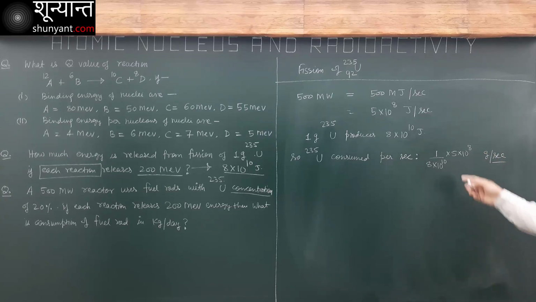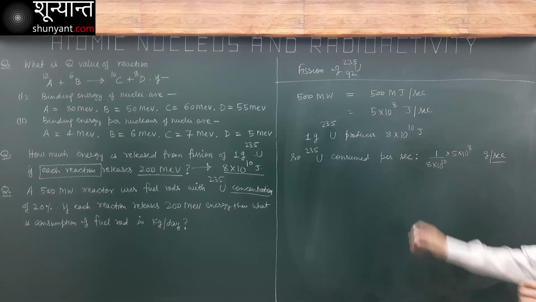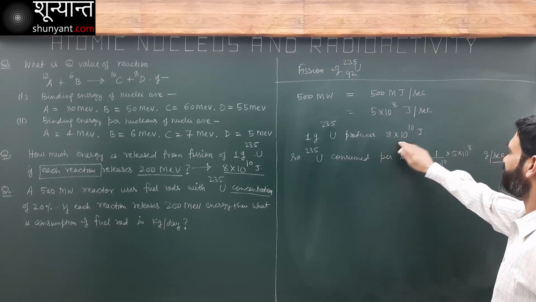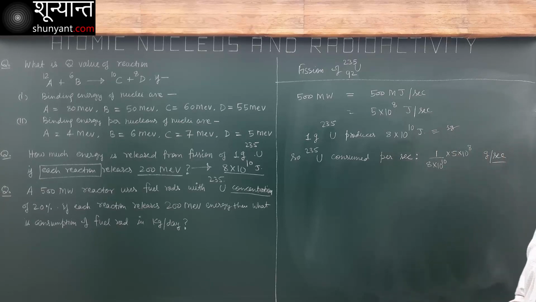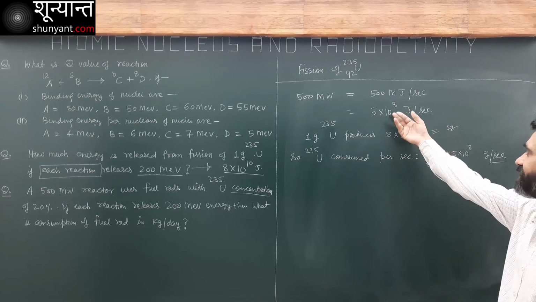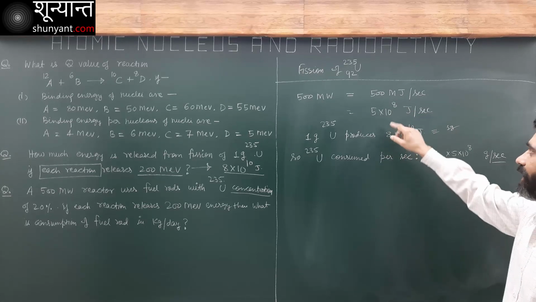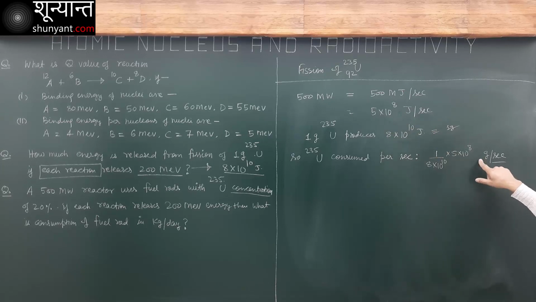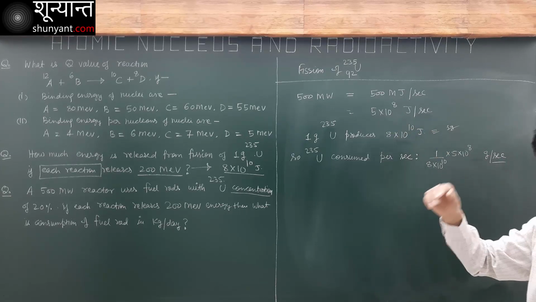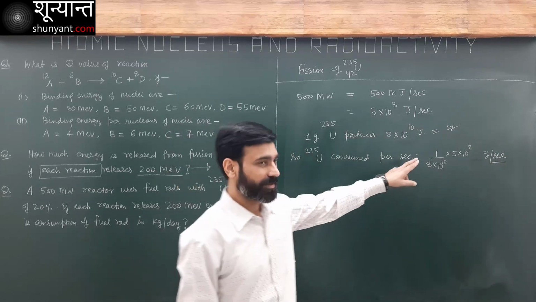Do you understand this? This is just a unitary method. This much energy is produced by 1 gram. So how many grams will produce this much energy? So 1 over this times this. I want this per second. So this much gram per second of uranium is going to be used. I hope that you are not getting confused here.